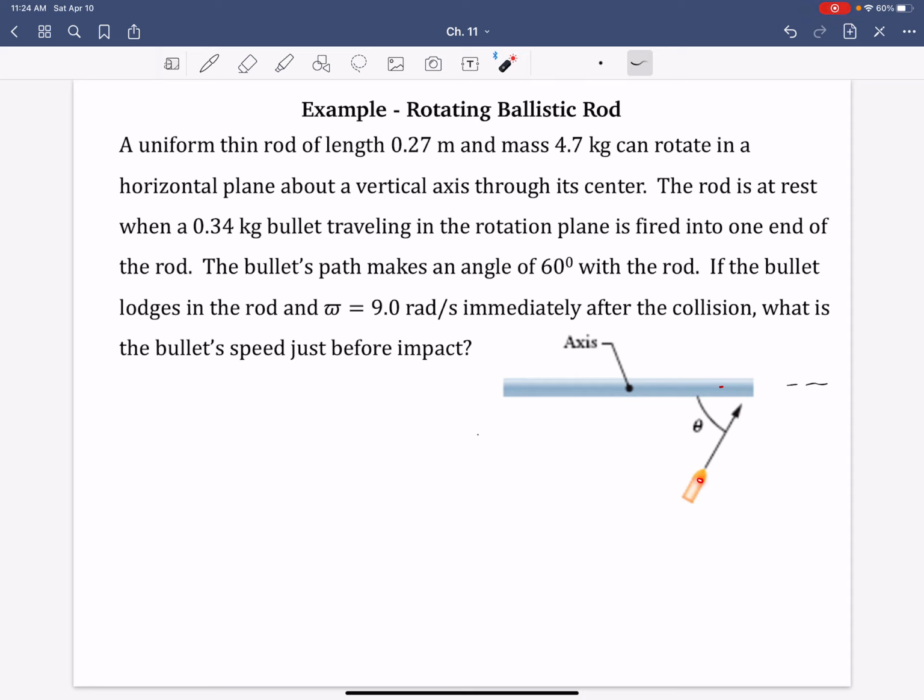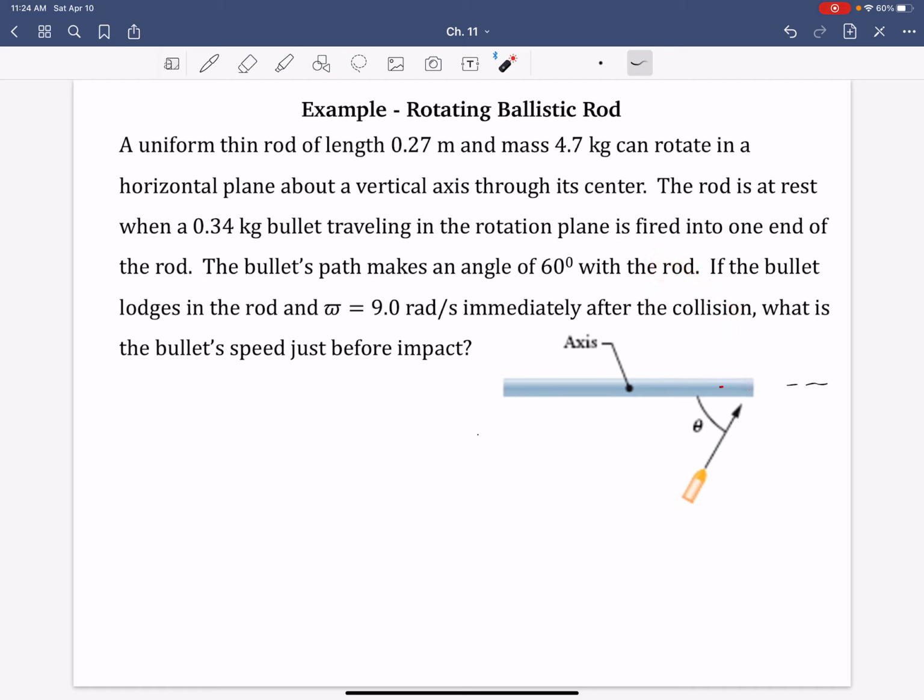We have a projectile fired with some initial velocity at an angle of 60 degrees, and initially it travels like that. That's the only thing that's moving. After the collision, though, it lodges and sticks into the end of this rod, and then the rod and the projectile as one rotate counterclockwise.